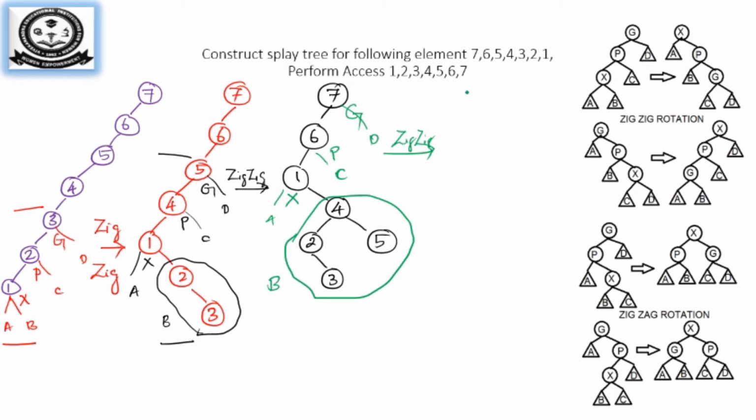So if I bring 1 to the root node, 1 will be root, you will have 6, you will have 7. So I don't have A, but I have B. So what is B is, it is 4, 5 and 2, 3. So this is the diagram for access 1.